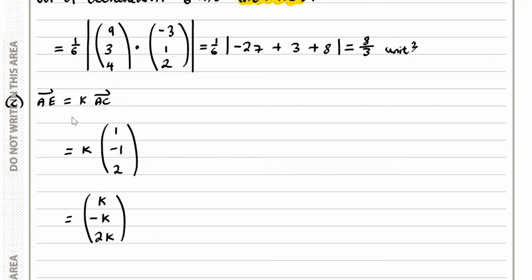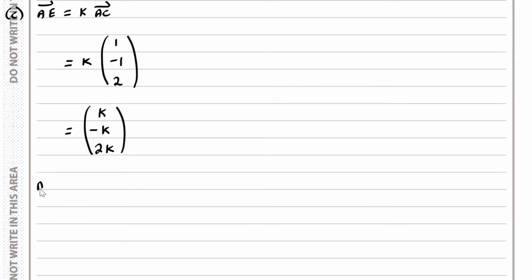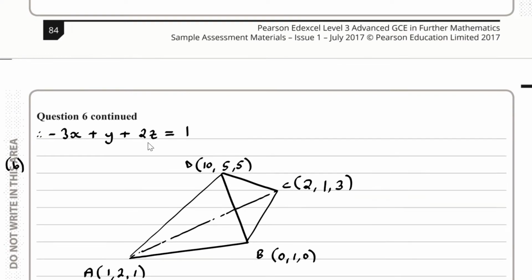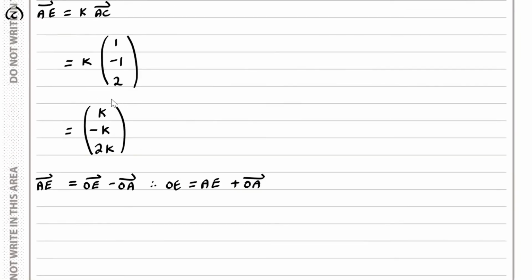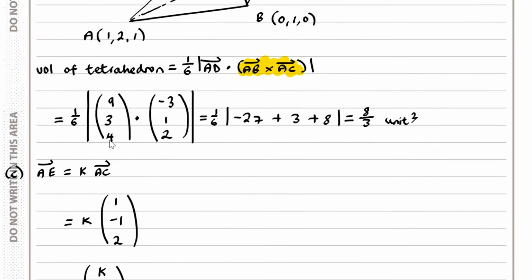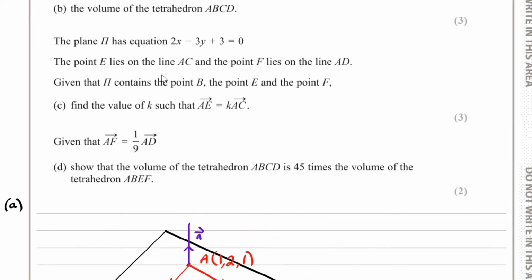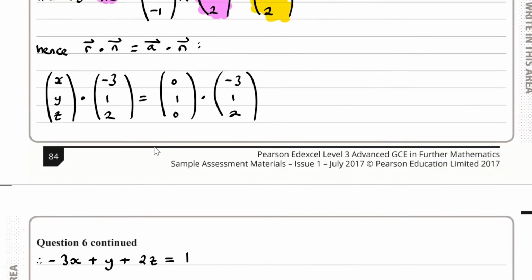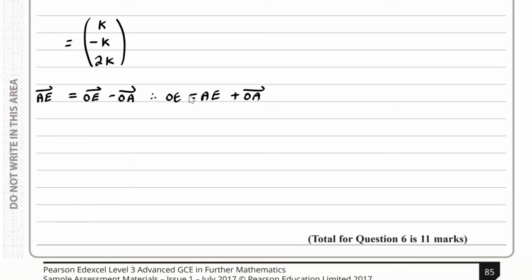Now that's what AE is, and AE is defined as OE minus OA in relative vector form. So therefore we can see that OE is equal to AE plus OA. Now the reason I want to work out OE is, if I know the coordinates of E, which will be in terms of k from here, I can substitute that back into the equation of the plane to figure out the value of k.